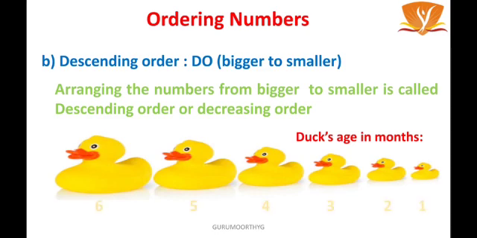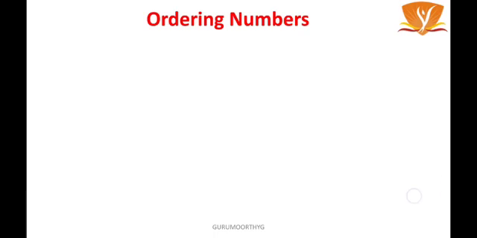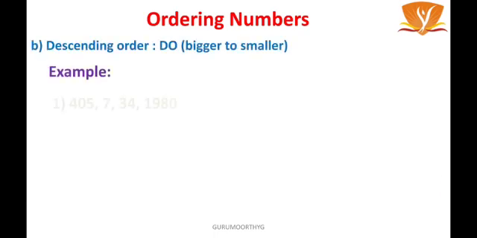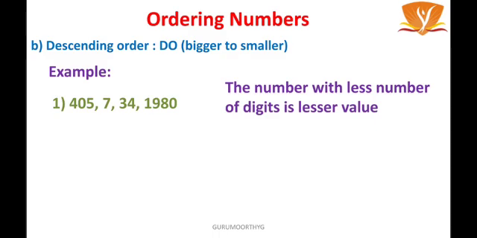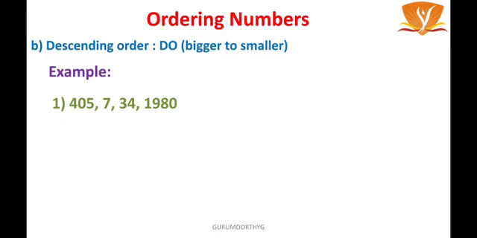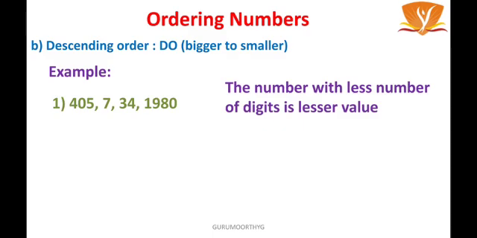Descending order, example 1. 405, 7, 34, 1980. Here also you are using comparing rule 1. We know the comparing rule 1. If number with less number of digit is lesser value, or if number with greater number of digit is greater value. We know that descending means bigger number to smaller value.